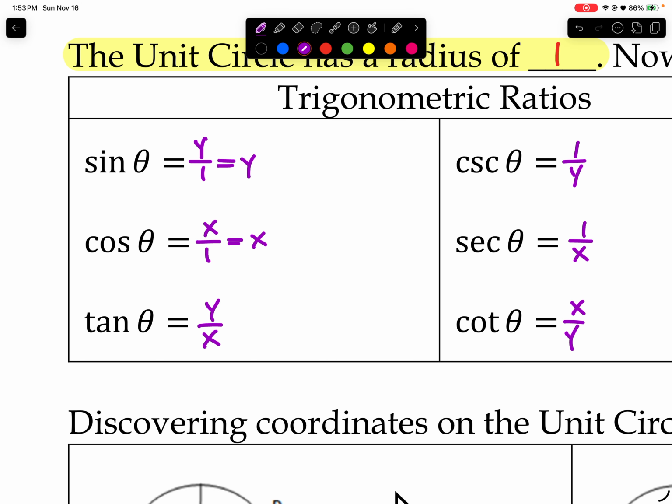What's important to make the connection of is knowing that your sine theta is going to be equal to just your y value, and cosine theta is equal to your x value, which is your horizontal component.